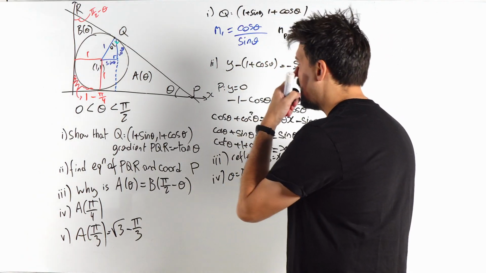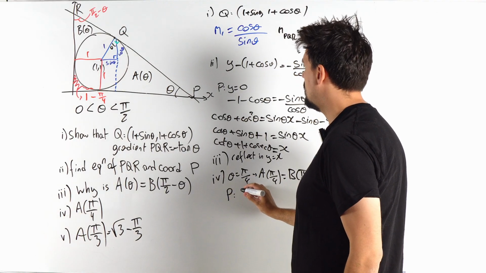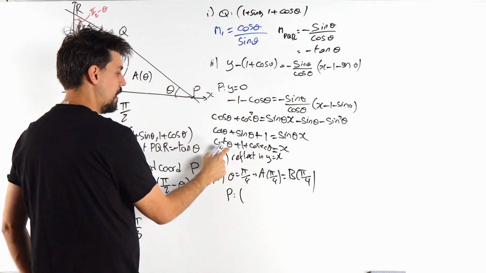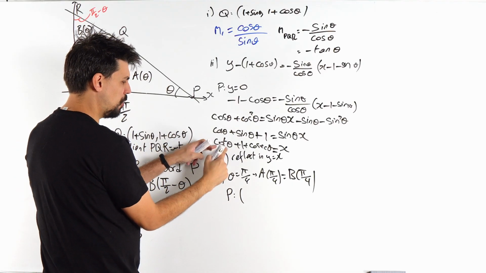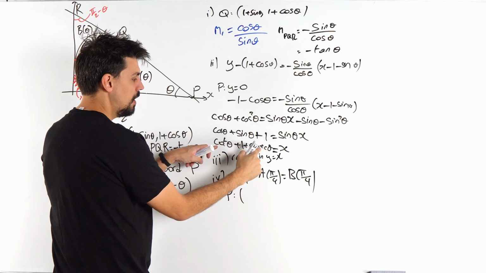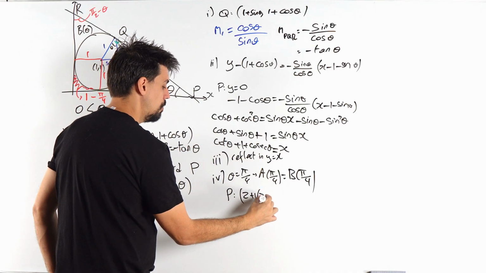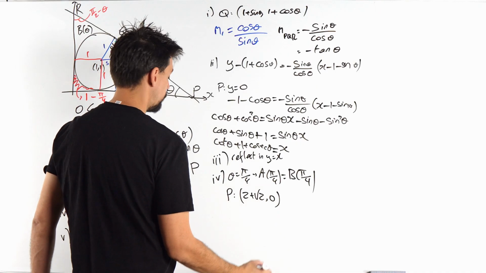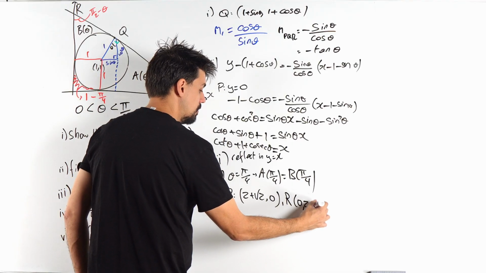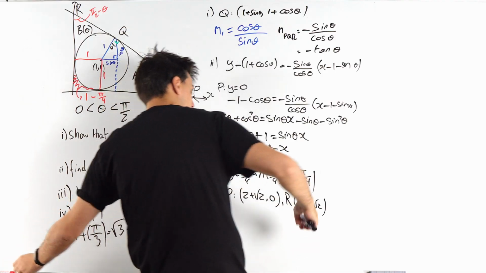So, what can we say? We can also look at, what are the coordinates of P? Well, we need to put pi over 4 into here. So the coordinates of P are, cot of pi over 4 is 1, plus 1 is 2. Cosec of pi over 4 is root 2. So we're at 2 plus root 2, 0. And r is at 0, 2 plus root 2, by that symmetry. Okay, love symmetry. Love it.